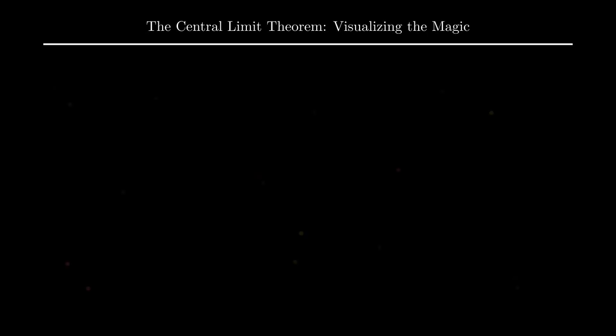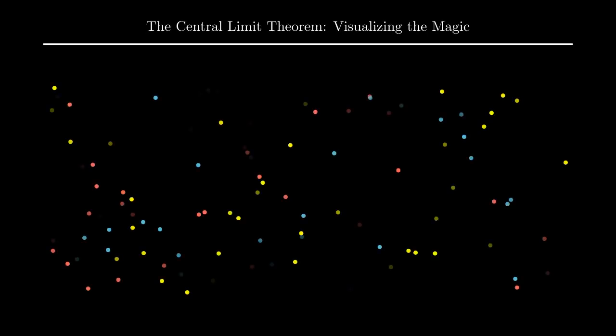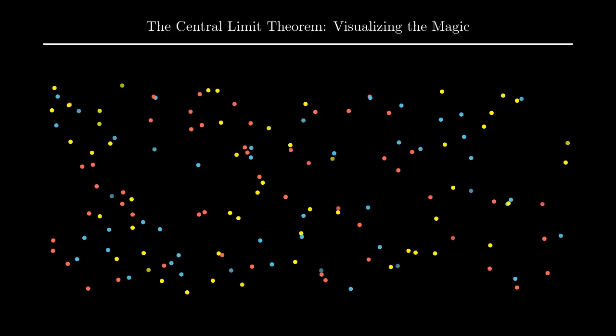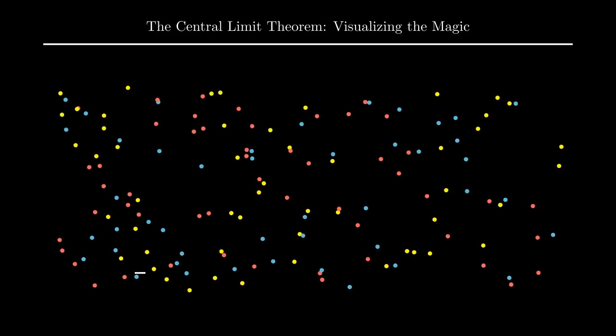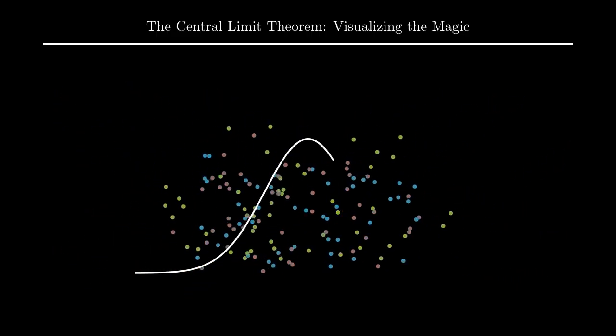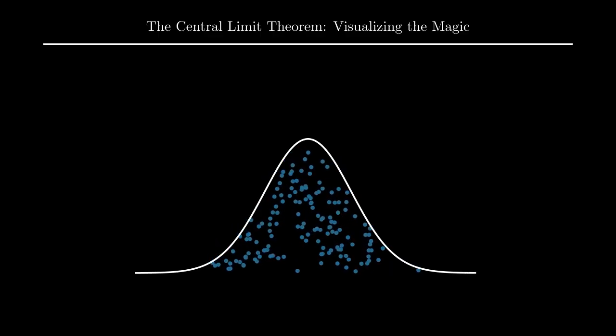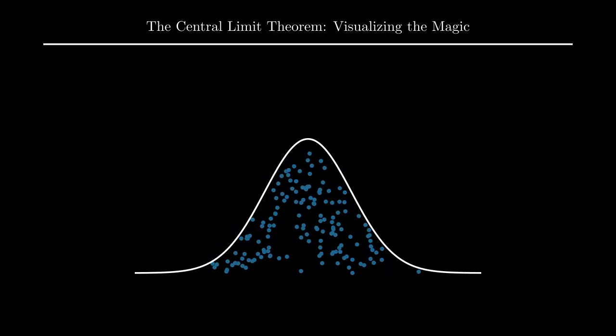Welcome to a journey into the heart of randomness. Have you ever wondered why, in a world of chaos, so many things, from the heights of people to the errors in scientific measurements, cluster around a beautiful, symmetrical bell shape? Today, we are visualizing the magic of the Central Limit Theorem, the cornerstone of modern statistics.